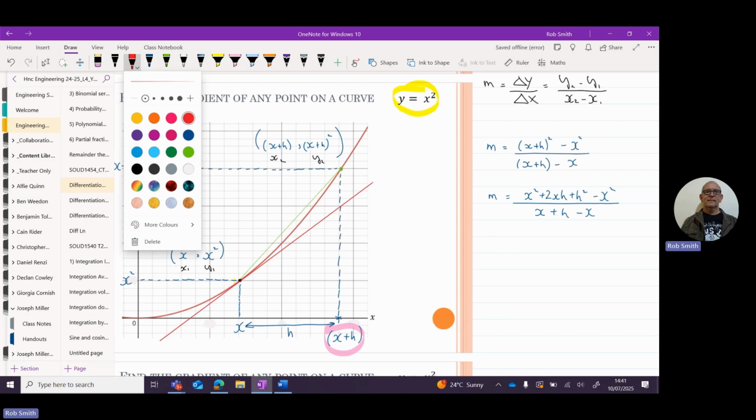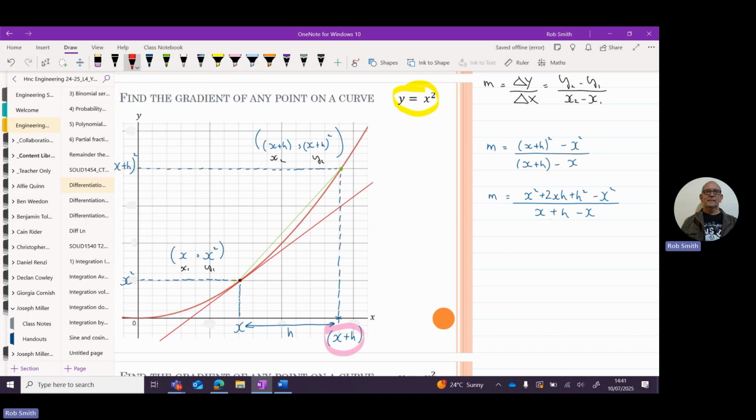But you can see on the bottom we've got a plus h here, and we're going to take x away, so that is going to cancel out. And if we look at the top one, well, we've got an x squared and we've got a minus x squared, so they're going to cancel out as well, so they'll be gone. And then we can just simplify this a little bit and see what that tells us. So the gradient is going to be 2x h plus h squared, all divided by h.